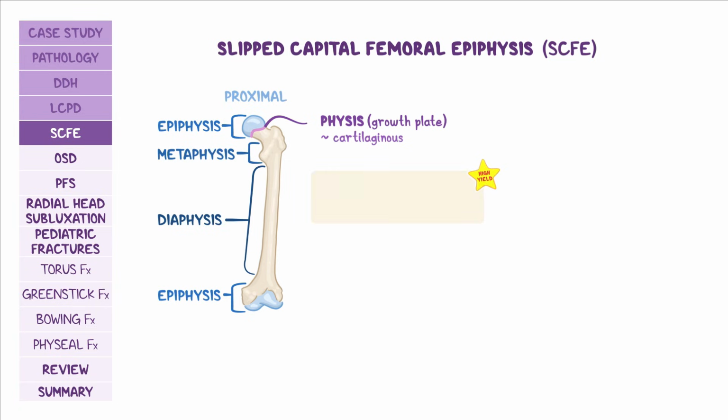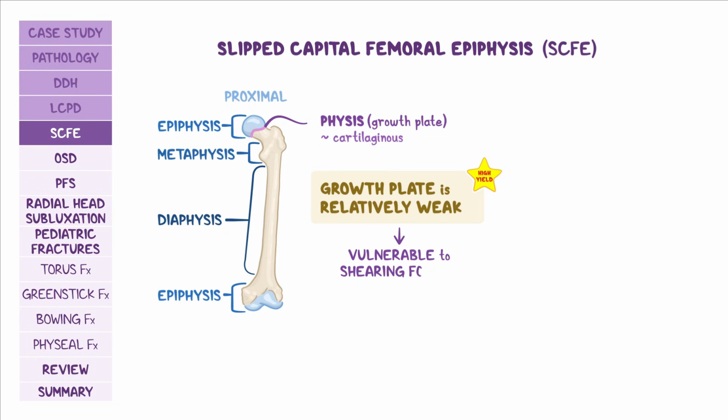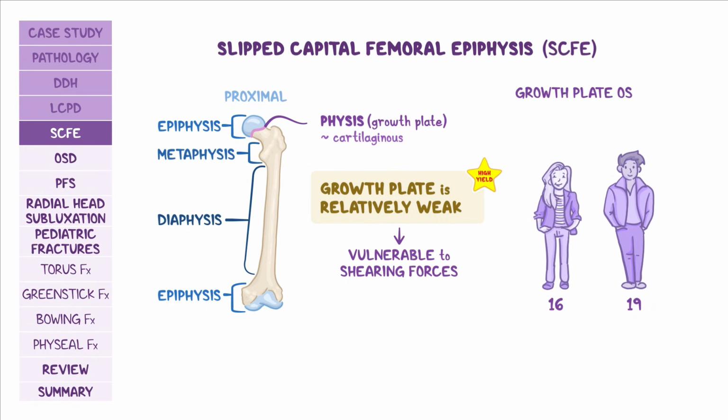Normally, as an individual is growing, the growth plate is relatively weak and vulnerable to shearing forces. Eventually, around the age of 16 in females and 19 in males, the growth plate ossifies and fuses with the epiphysis.